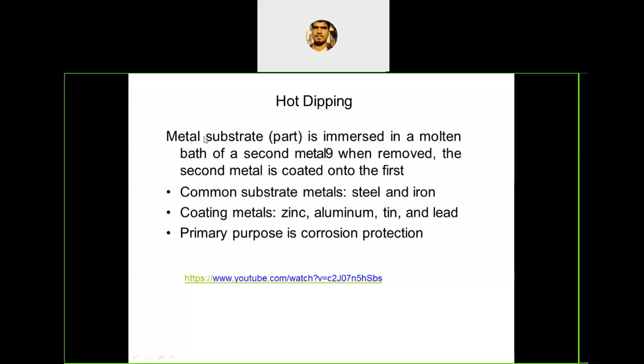Is it correct? So melting point means it's a high temperature. In the molten bath, the substrate is immersed, and whatever the molten material is, it is deposited on the substrate. This process is called hot dipping. In the hot molten metal, the substrate is just dipped, and before dipping, we have to clean the substrate surface.